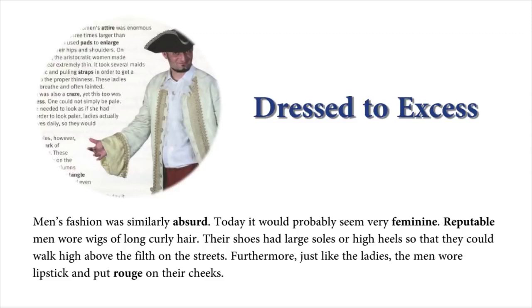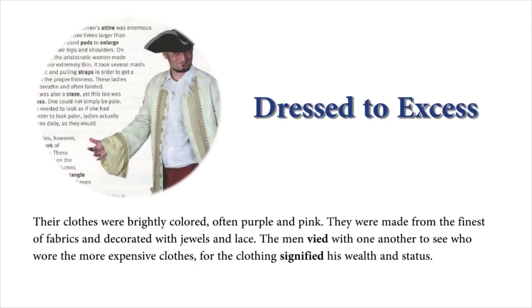Reputable men wore wigs of long curly hair. Their shoes had large soles or high heels so that they could walk high above the filth on the streets. Furthermore, just like the ladies, the men wore lipstick and put rouge on their cheeks. Their clothes were brightly colored, often purple and pink. They were made from the finest of fabrics and decorated with jewels and lace.